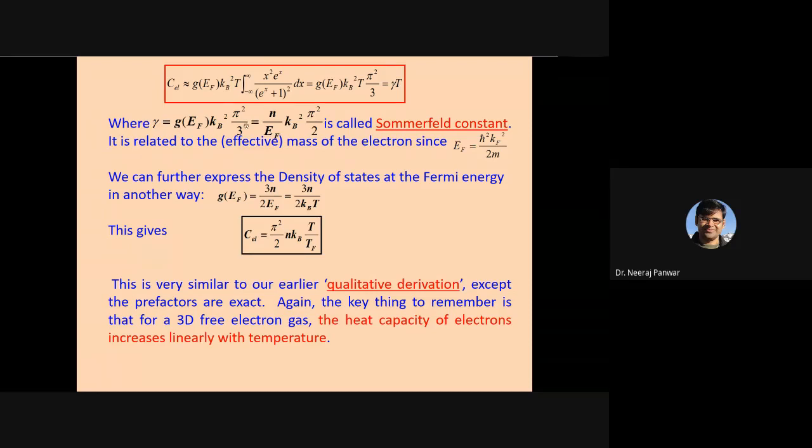Gamma is proportional to the mass. So this constant gamma is known as the Sommerfeld constant, and this mass is not just the mass of the free electron, but we would see that it is the effective mass of the electron.